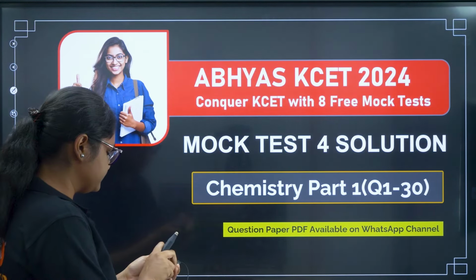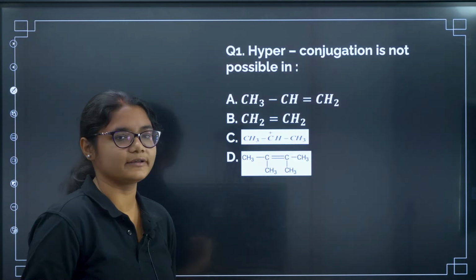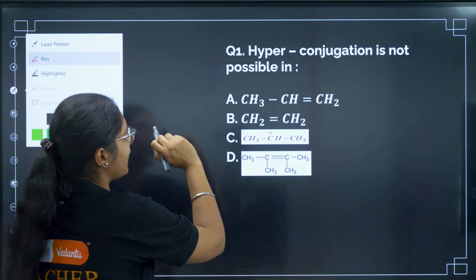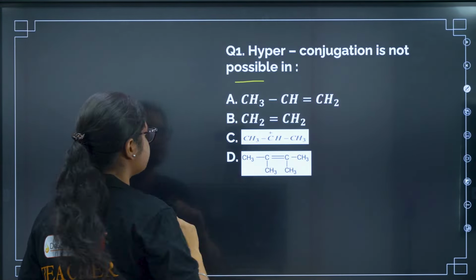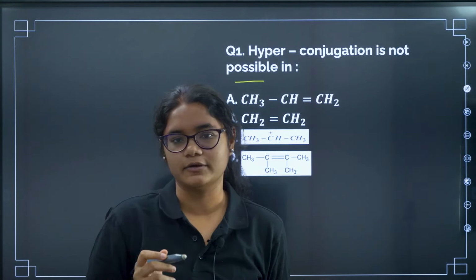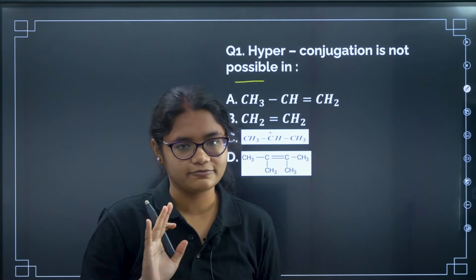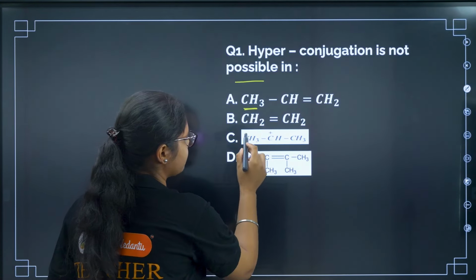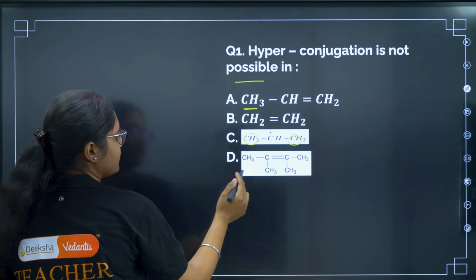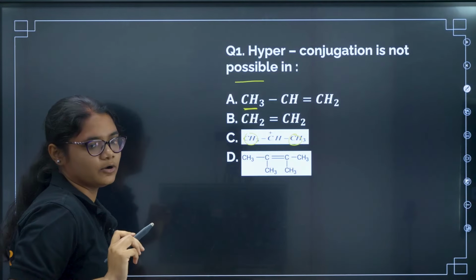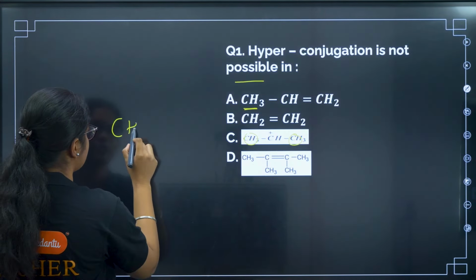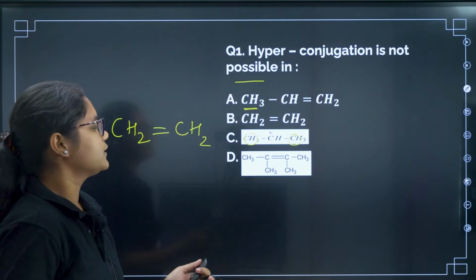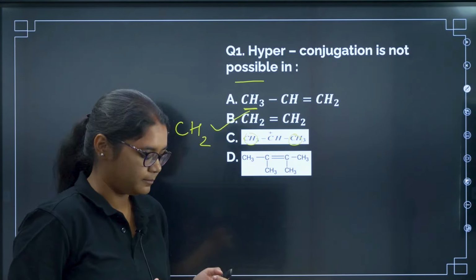Okay, so question number 1 is from your organic chemistry, general organic chemistry. Very easy question. Hyperconjugation is not possible in. So first of all, you should know what is the condition for hyperconjugation. It should have an alpha hydrogen. So you can see here, alpha hydrogen is present, here alpha hydrogens are present, and then we have alpha hydrogens present in option D also. But if you see the structure of option B, here we don't have any alpha hydrogen present, right? So the correct answer for this question will be option B.